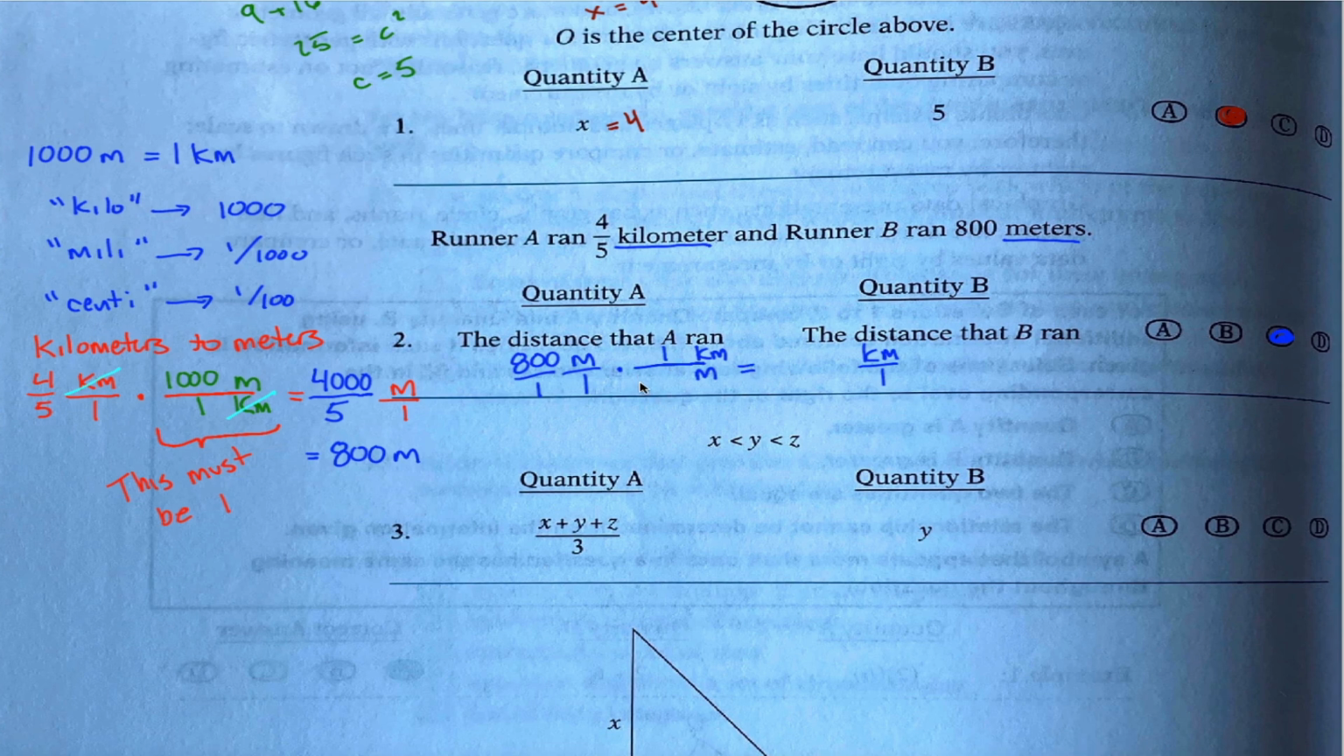1 kilometer is the same as 1,000 meters. Canceling and multiplying, this meter, loosely speaking, cancels with this meter. I can cancel 100 from this 800 with 100 from this. And what I'm left with is 8 kilometers up on the top and a 10 down on the bottom. In other words, 8/10 of a kilometer. In other words, 4/5 of a kilometer. 800 meters is the exact same as 4/5 kilometers. The answer is C.